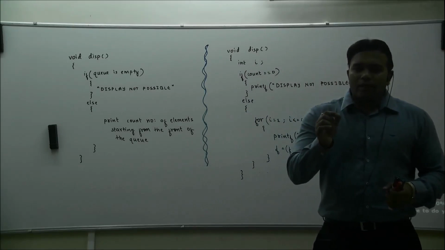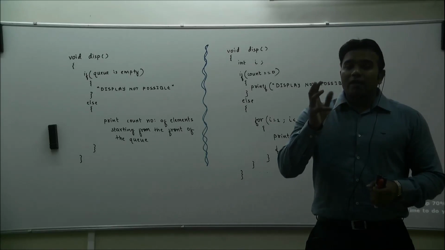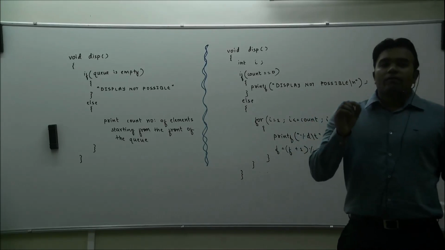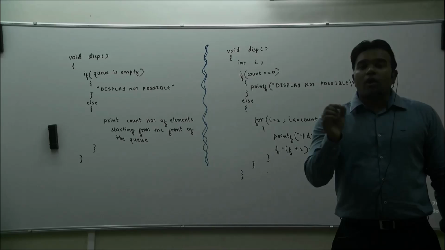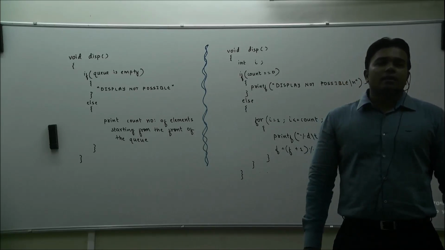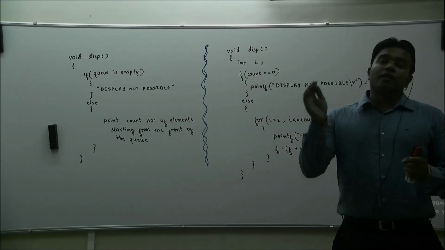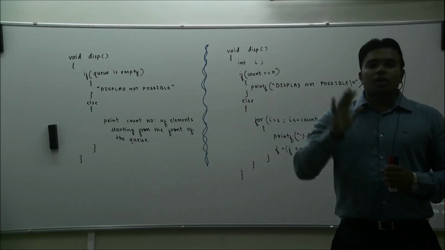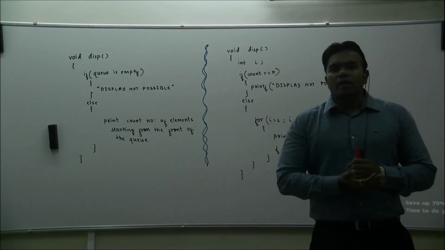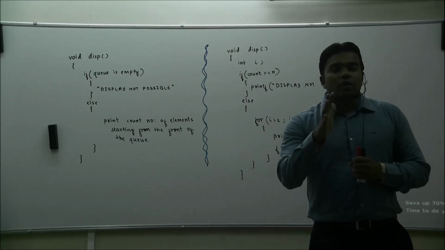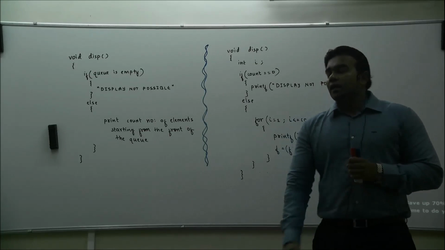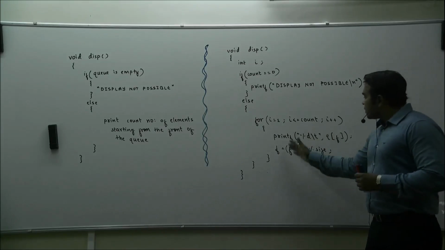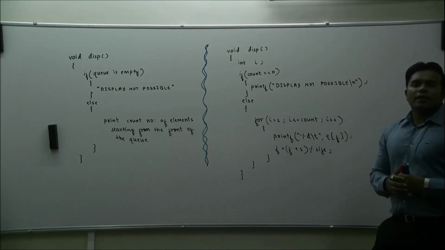But one thing I have to tell you here, which might confuse a few of you. Please understand one thing. Front and rear, you should never modify while displaying. Front you modify during the deletion operation. Rear you modify during the insertion operation. That is acceptable. For displaying purpose, you should not alter the front value. In reality here, you are altering the front value. You are telling f equal to f plus 1 modulo size.